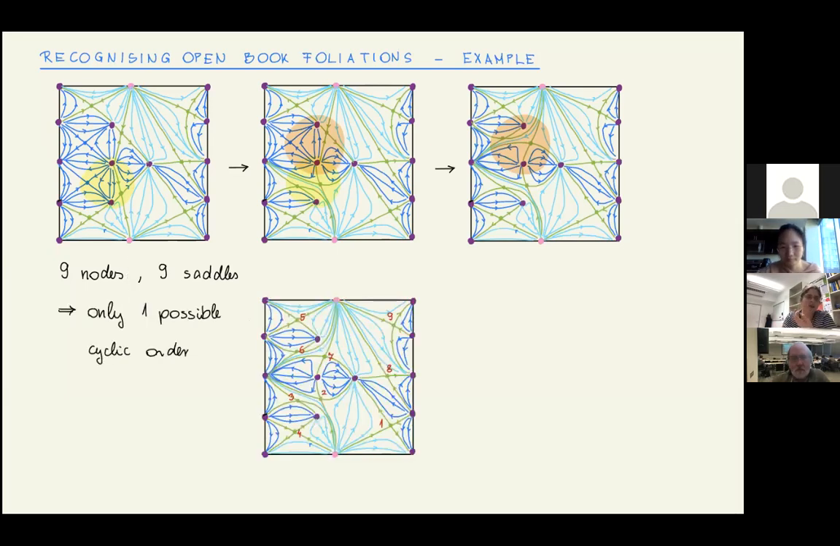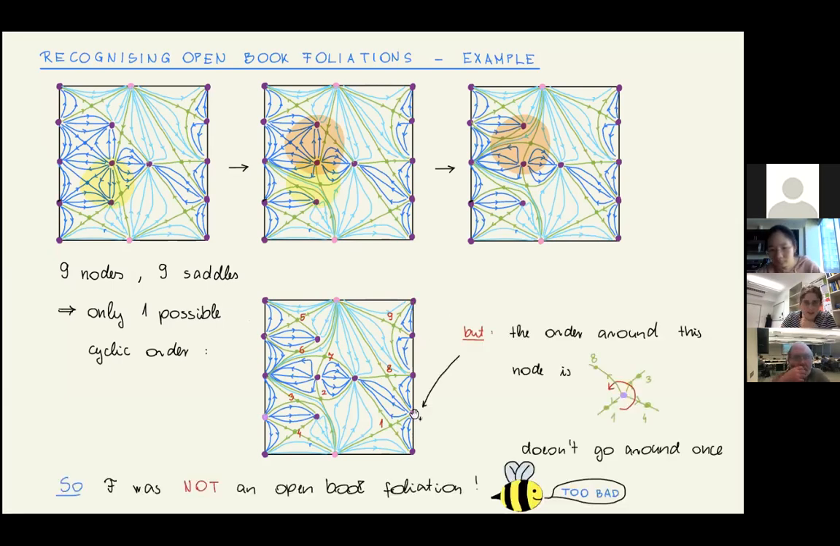And now you don't have to guess. If there is an order, then this is the order: first, second, third, fourth, fifth, sixth, seventh, eighth, and ninth. And then you just check, and that's not okay, because around this node, this just goes the wrong way. 1, 4, 3, 8 is not part of the cyclic order.